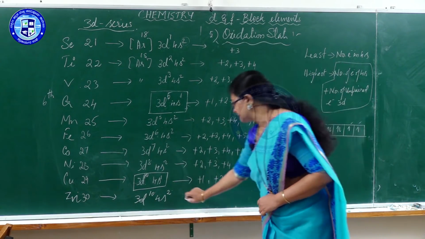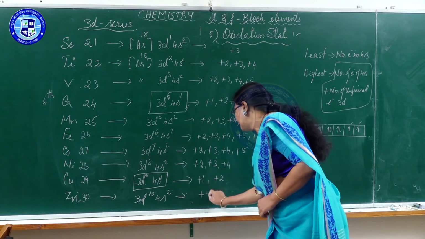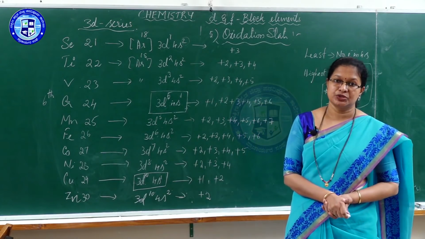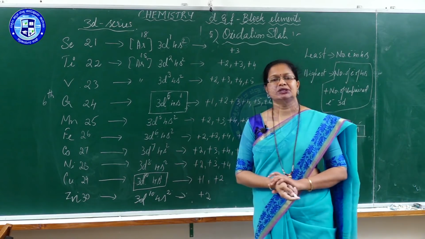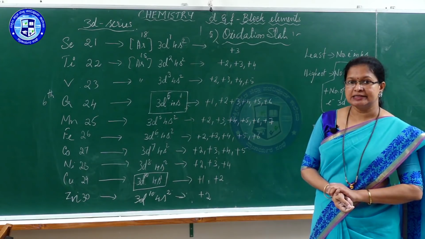I will give the reason for that. Then zinc has only +2 because there is no other option. Zinc exhibits only the +2 oxidation state. So these are the variable oxidation states theoretically that these elements can exhibit.